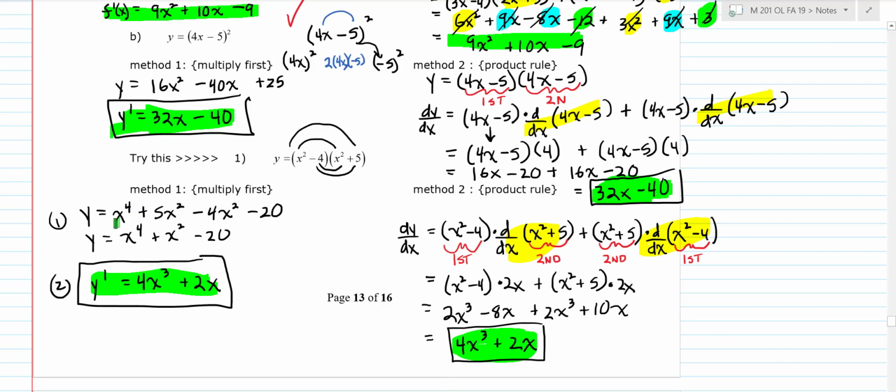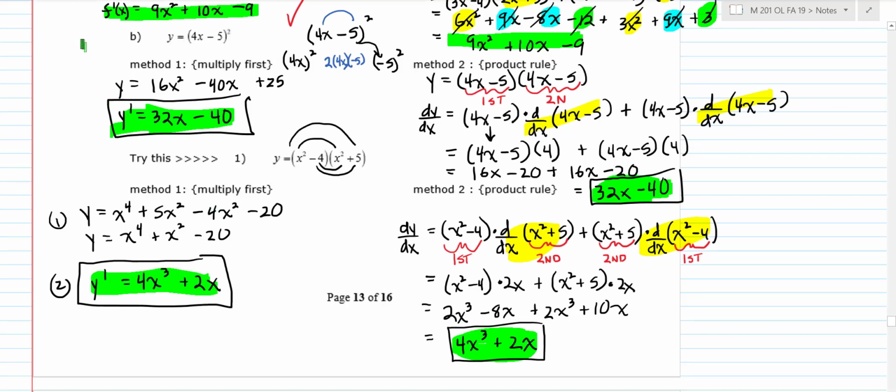Multiplying out's a little less work, so when you multiply it out, you get this derivative 4x to the third plus 2x. Okay. Then over here, the setup is like this. First times derivative of second plus second times derivative of first. So you'd end up getting this. And then when you multiply that out and collect like terms, you get the same thing.